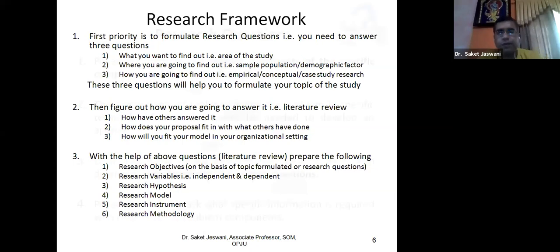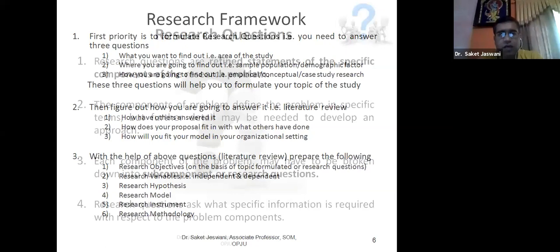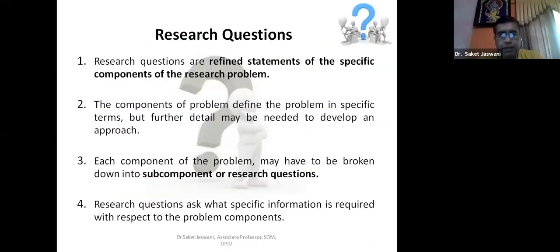Okay. So first of all, we'll start with the research question. Research questions are refined statements. That is, the specific components of a research problem. So you have a problem in your mind: which university should I take admission in. There is a problem in your mind and you need to find a solution to this problem. So you need to formulate certain research questions on which your research work will be based. These refined statements are the blueprint of the problems in your mind, right?